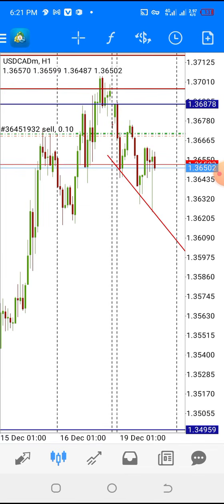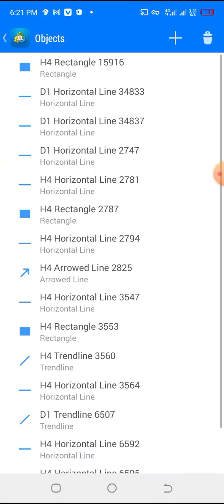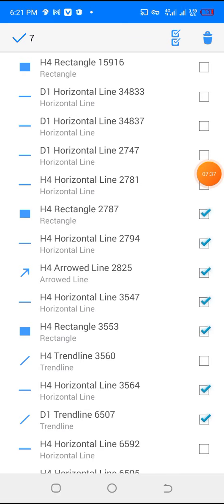Let's go to USD/CAD. Now if you come to USD/CAD, let me first clean off my chart so that I can mark it for you very well.